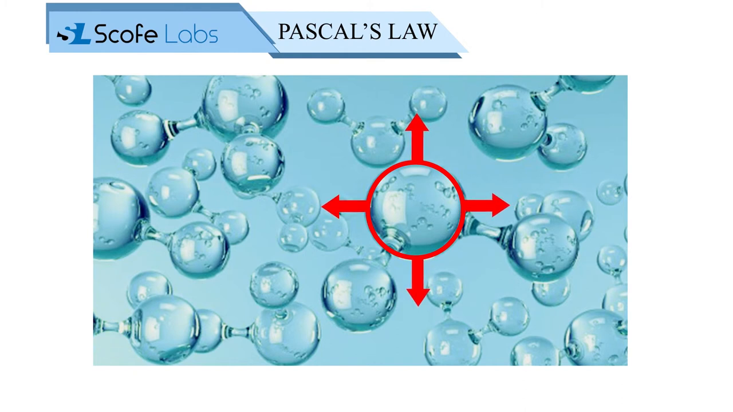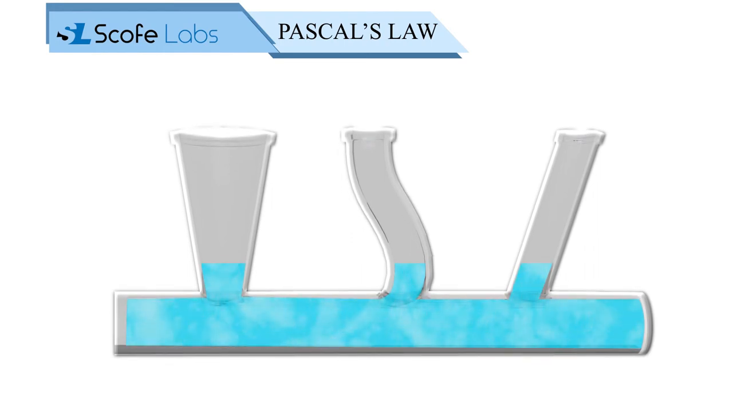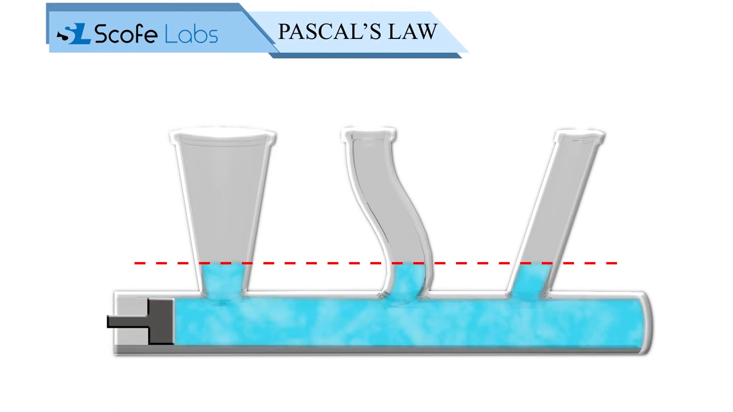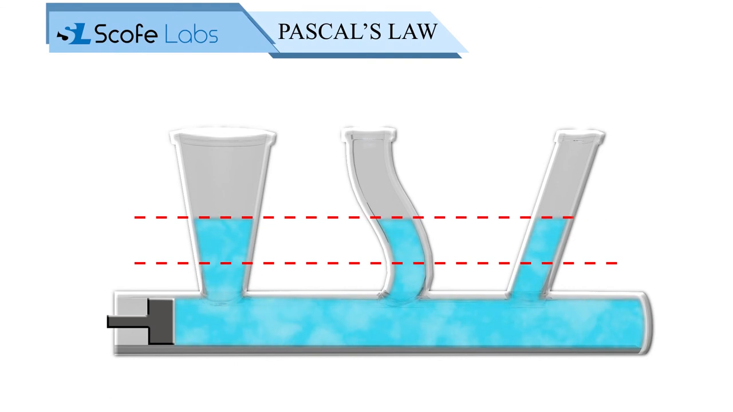Let us take an example to understand it. Consider a glass tube containing liquid, attached to a piston on one side. The water level in all the tubes is the same. When the piston is pushed inside the tube, the water level starts rising in three of the tubes. The water level rises in all tubes, but remains the same, implying that the fluid applies the same pressure everywhere.